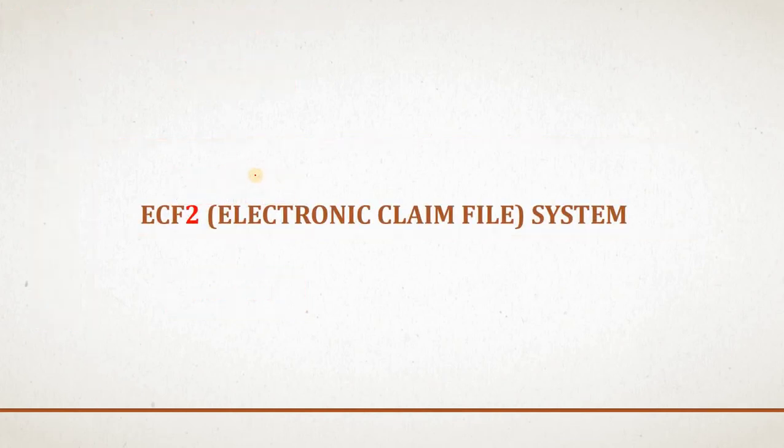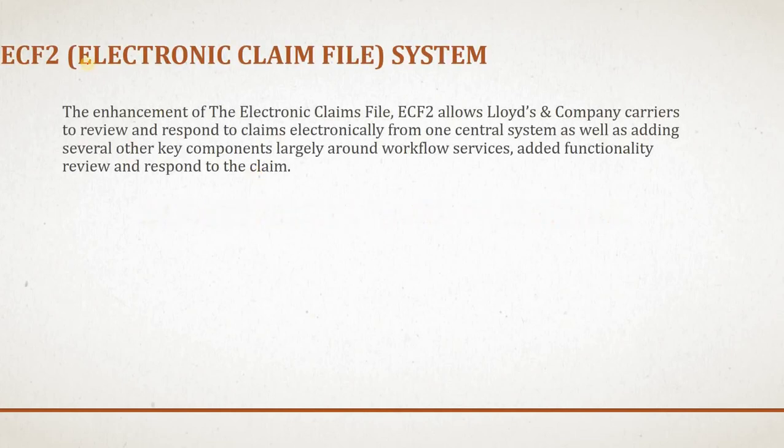Now let's talk about the ECF2, Electronic Claim File 2 system, which is an enhancement of the ECF system. The enhancement, ECF2, allows Lloyd's and company carriers to review and respond to the claim electronically from one central system, as well as adding several other key components largely around workflow services. So ECF1, or the ECF system, did not have the workflow functionality, whereas ECF2 has it, and that is the main difference between the ECF and ECF2 systems.